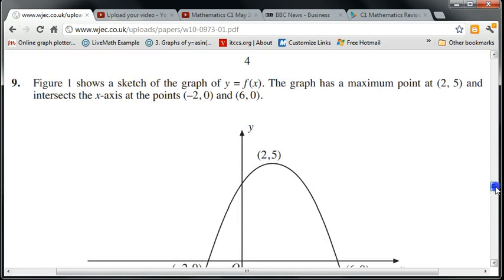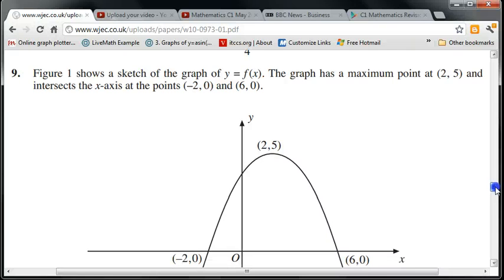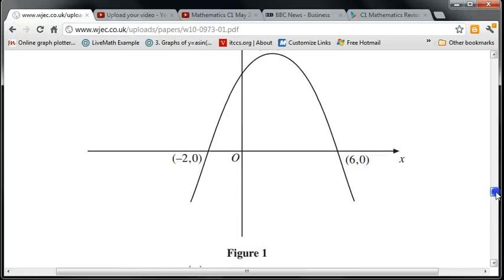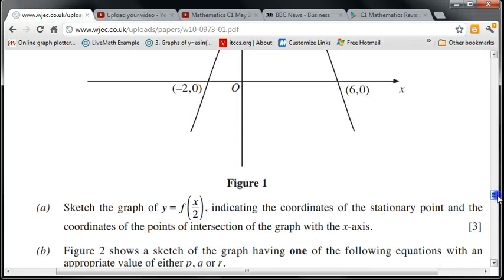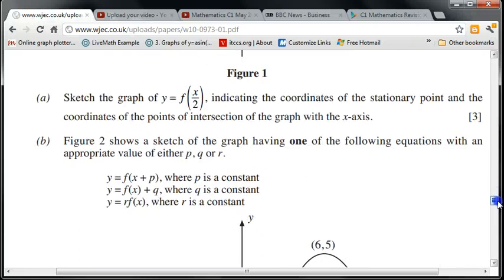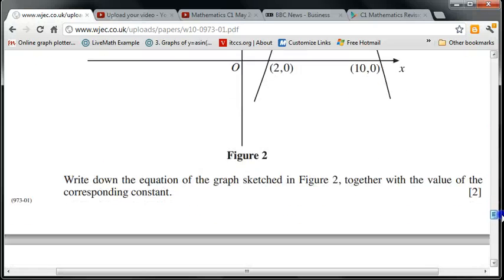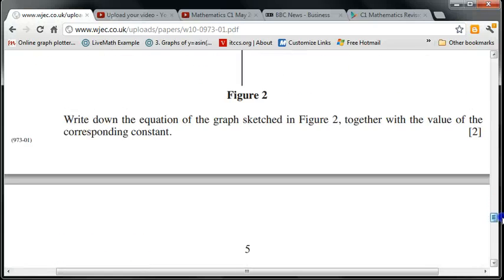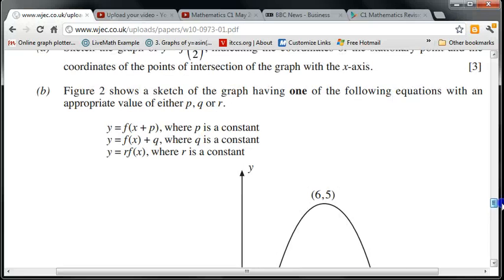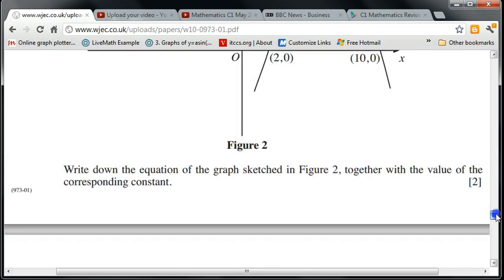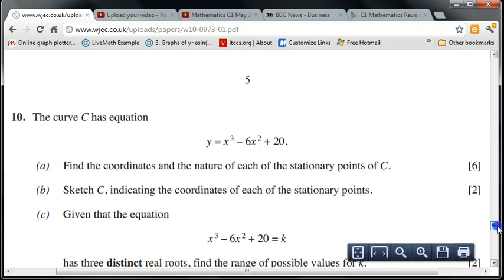Let's have a quick look at 9. So 2 to 8 is okay so far. It's got this curve, turning points and maximum, sketch f(x) over 2, that should be okay. And sketch the other one to sketch, slightly different, but variations on the same theme. So that's alright, but it looks like it's a long question, but it's not.